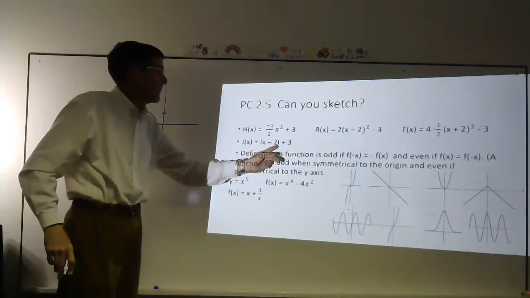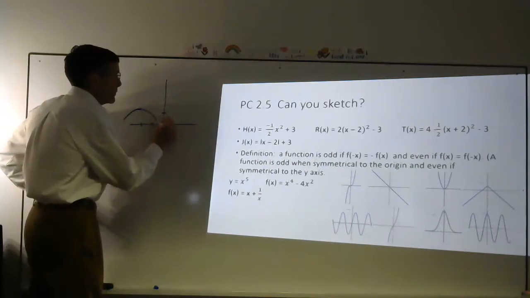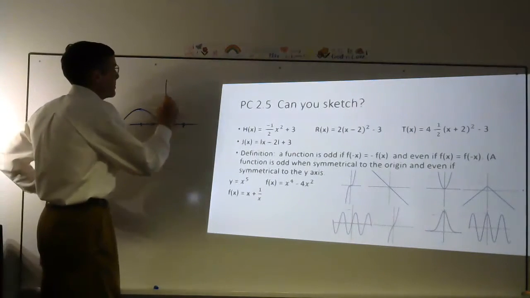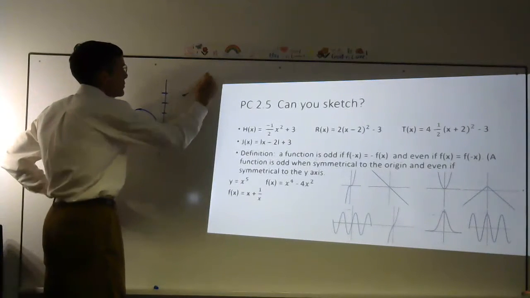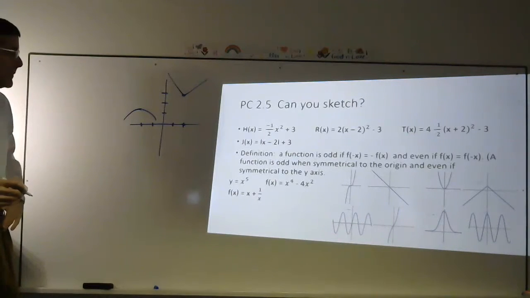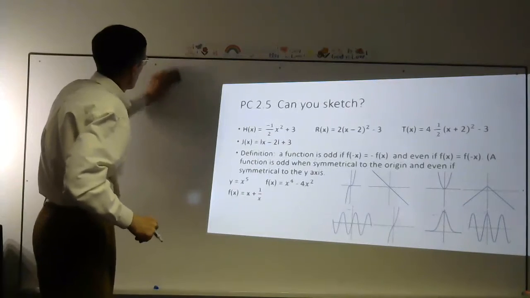One more. Absolute value, x minus 2 plus 3. The minus 2 with the x moves the absolute value over here. The plus 3 moves it up 3, and then it's just your absolute value. All right? Okay. May come back and do some more of these.